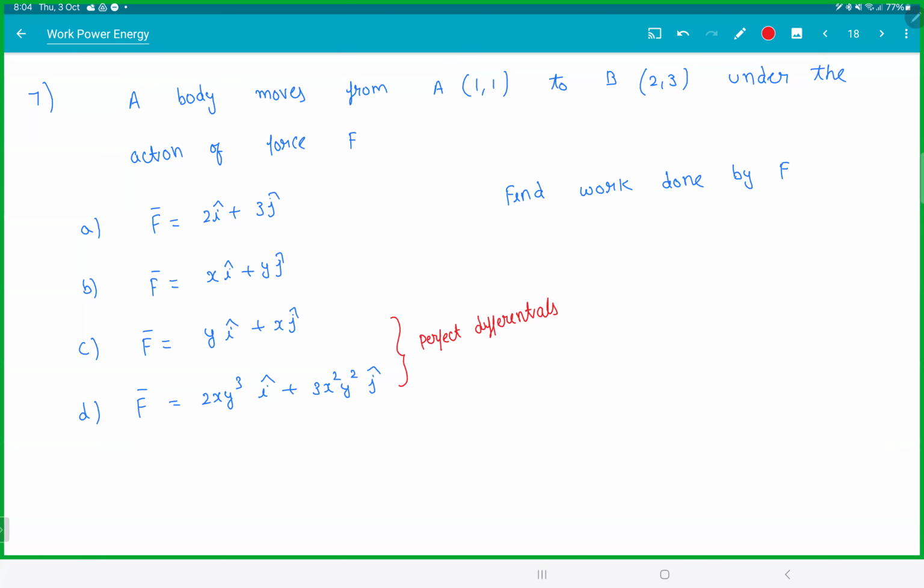108, 19, 107. 107. Okay, we got two 107s. Anyone else? I'll give another 30 seconds.